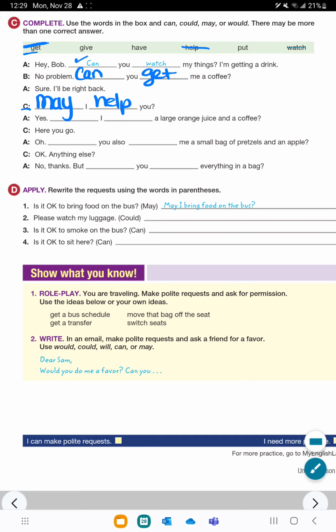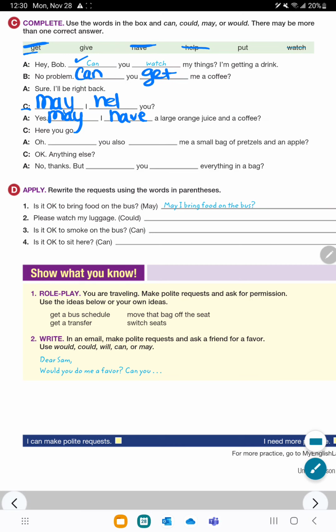Person A says yes. Now, because the counter lady says may, we're going to answer with may too. But let's pretend she did something else. She didn't say may. She said, can I help you? We can answer with can, could, or may. All of these are correct. Now, because of how we're doing our conversation, she told us may, so we're going to stick with may. Yes, may I have, is our verb, a large orange juice and a coffee.